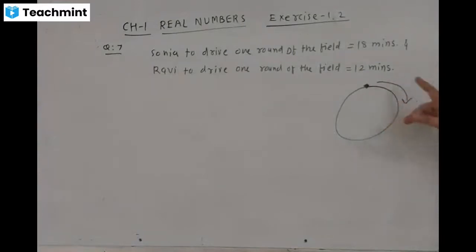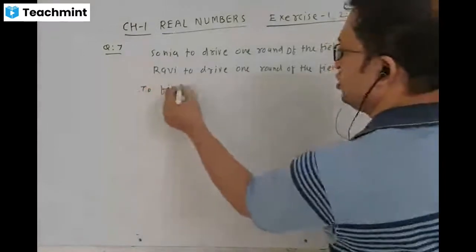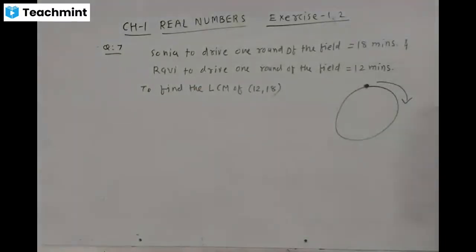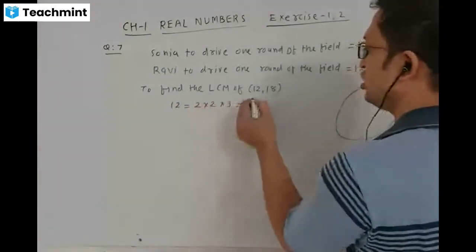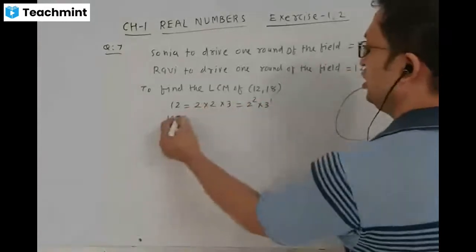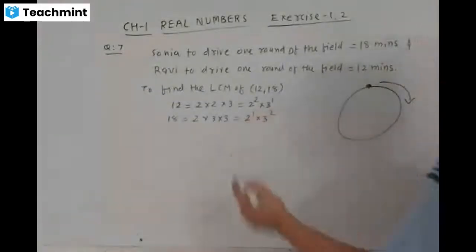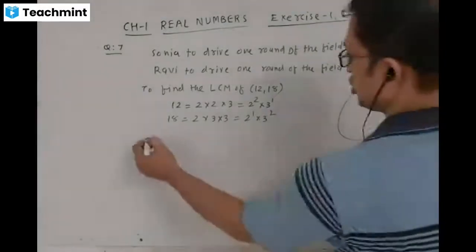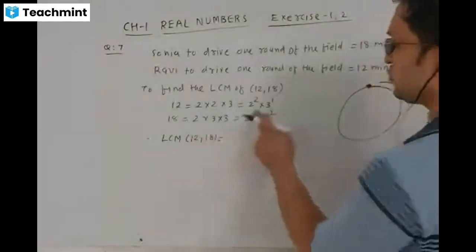Okay, same direction, same point and same time they started. That means to find the LCM of 12 and 18. What do we have to find for 12 and 18? LCM. Prime factors of 12: 2 into 2 into 3, that is 2 squared into 3 raised to 1. Prime factors of 18: 2 into 3 into 3, that is 2 raised to 1, 3 raised to 2. LCM is the highest power of the prime.